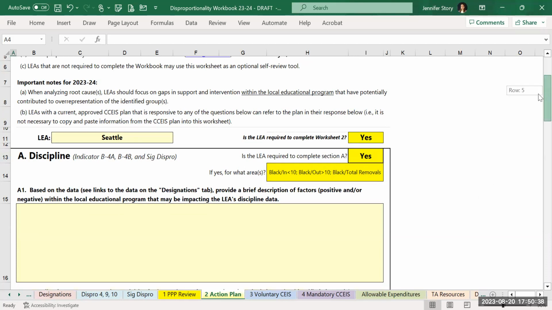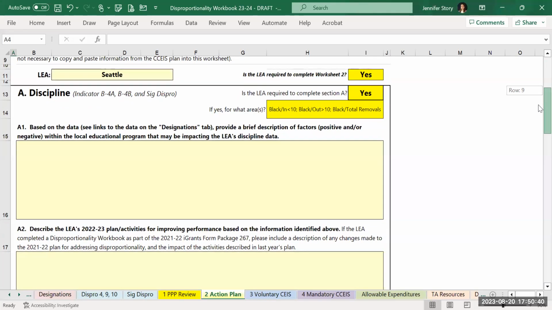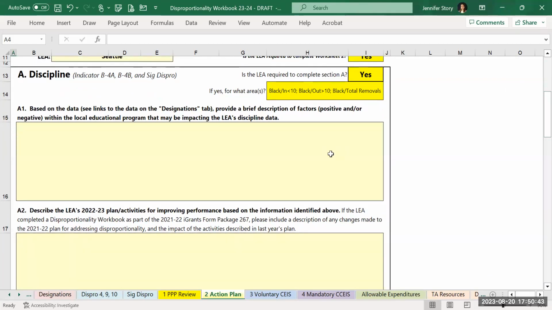The questions in each section are the same. The first question is to take a look at your data and to identify what are the factors or potential root causes within your district's system that may be impacting the data. What is contributing to the disproportionality that you're seeing in your data?